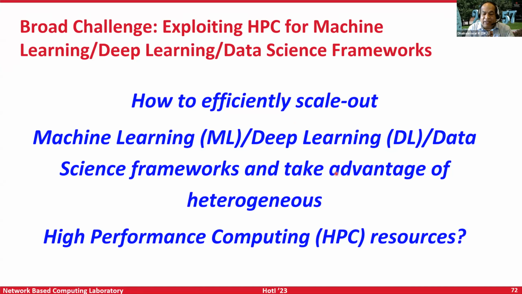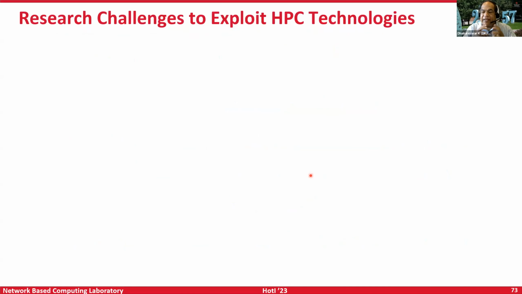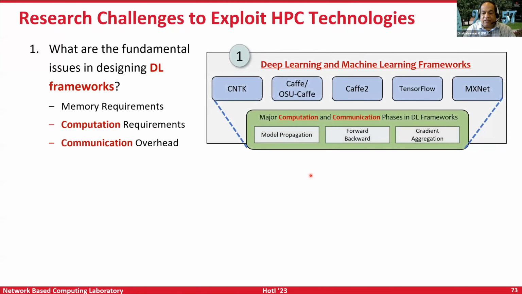How do we efficiently scale out? Of course, scale up is also important, but as most of the servers have up to 8 or 16 GPUs, here we are talking about thousands of GPUs, so we have to scale out these frameworks and take advantage of heterogeneous HPC resources. So in the next few slides, through some animation, I'll try to explain these concepts.